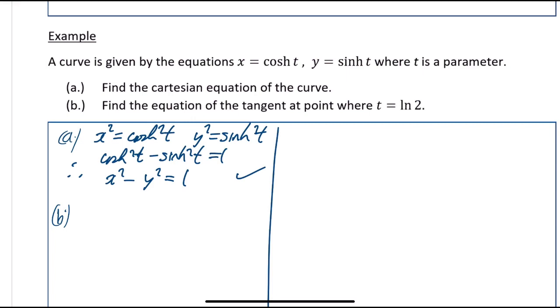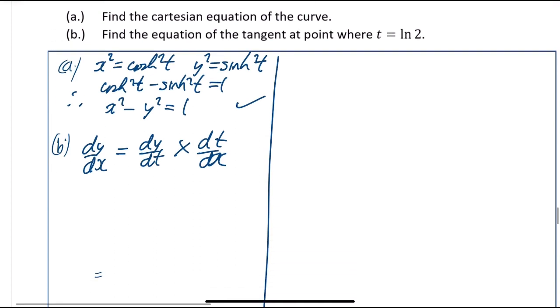Your next thing, it says find the equation of the tangent at the point where t is equal to ln of 2. So we've got to find dy by dx. To find dy by dx, you need to find dy by dt, and you also need to find dx by dt, and then reciprocal that and write that as dt by dx. So that's really where we're going to here. So we'll find our dy by dt first.